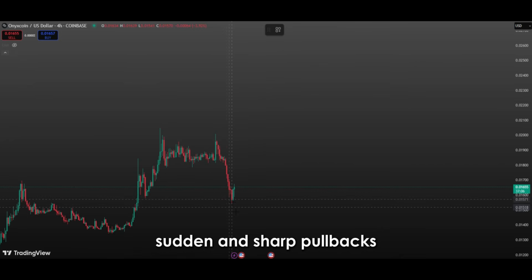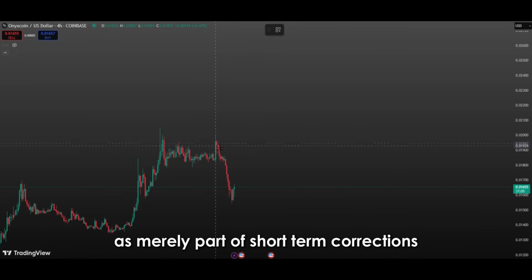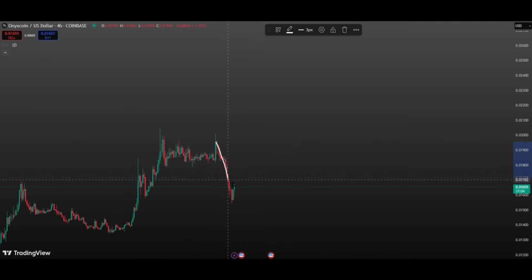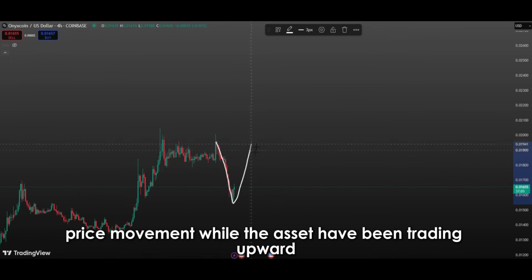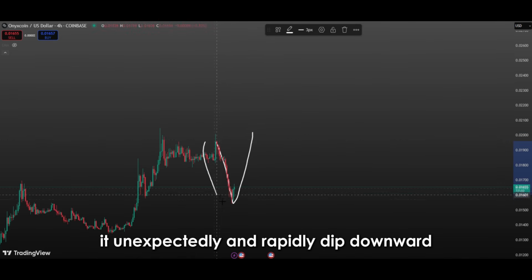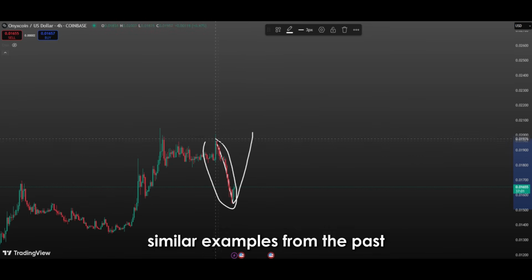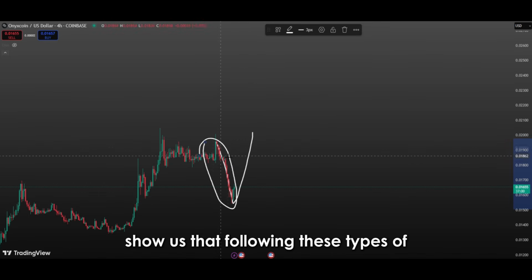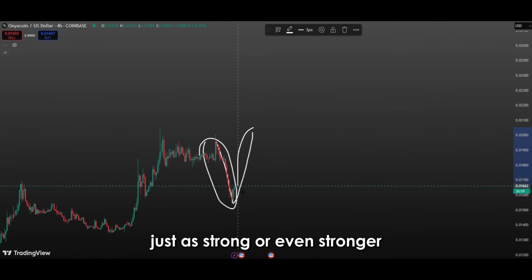Sudden and sharp pullbacks occasionally observed in the market often appear, from a technical standpoint, as merely part of short-term corrections. A similar situation seems to have occurred in the most recent price movement. While the asset had been trading upward for a certain period, it unexpectedly and rapidly dipped downward. Such movements can shake investor sentiment in the short term. However, similar examples from the past show us that following these types of steep drops, the market often stages a recovery just as strong or even stronger.